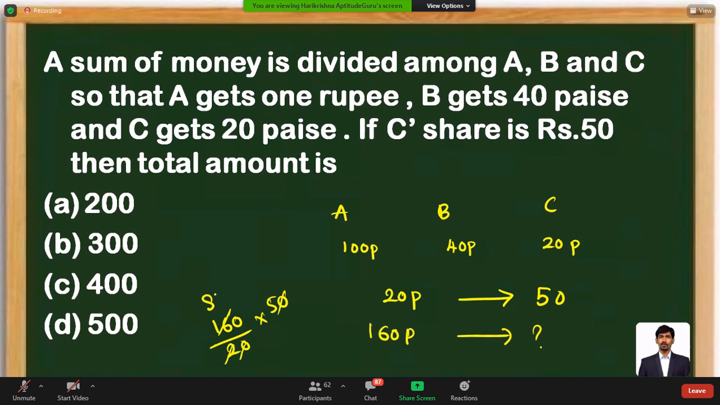So 8 into 5 is going to be 40. Mark your answer as 400. Here the conversion is required. Don't take it in rupees, take it in paisa so that you can feel very comfortable in solving the question.